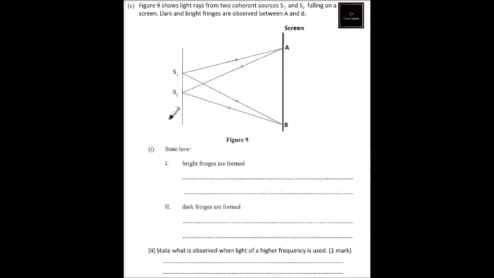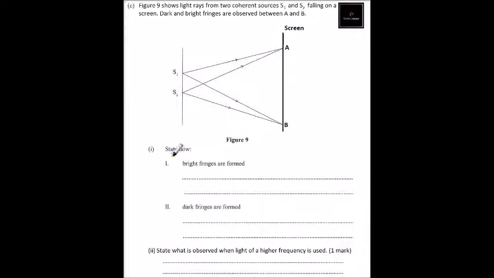Part C, question number 16. Figure 9 shows light rays from two coherent sources, S1 and S2, falling on a screen. Dark and bright fringes are observed between A and B. So we have our diagram. This is A and B. These are the sources of light rays, S1 and S2.